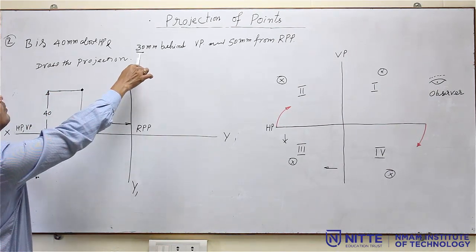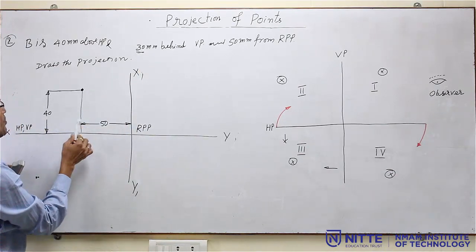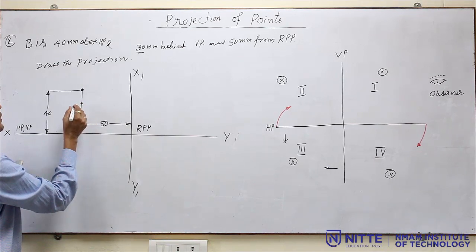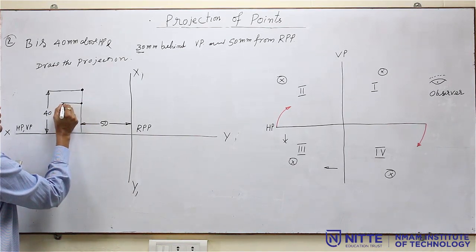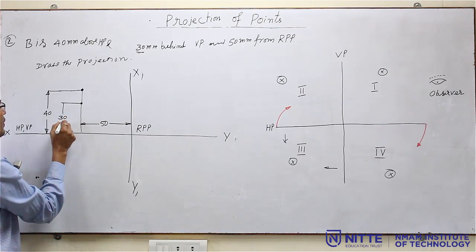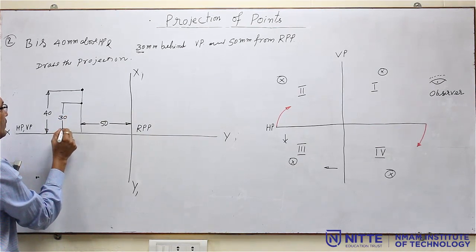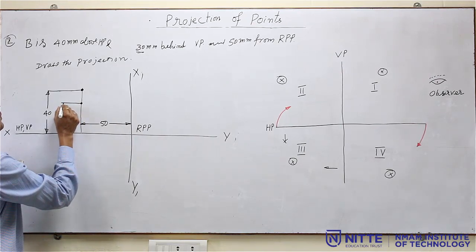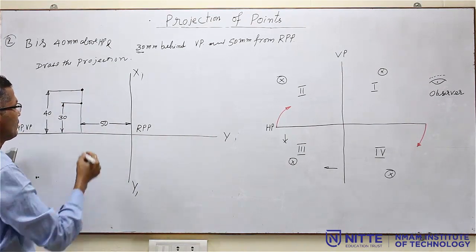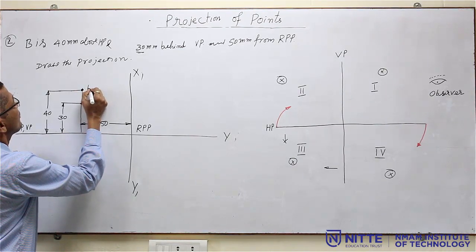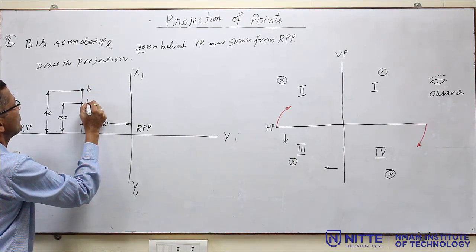Then 30 mm behind VP. On the same line you measure a distance of 30 mm and mark this point and put the dimension. Now, you have to give the names for this. One is B and the other one is B dash. Then how to differentiate which is B and which is B dash?